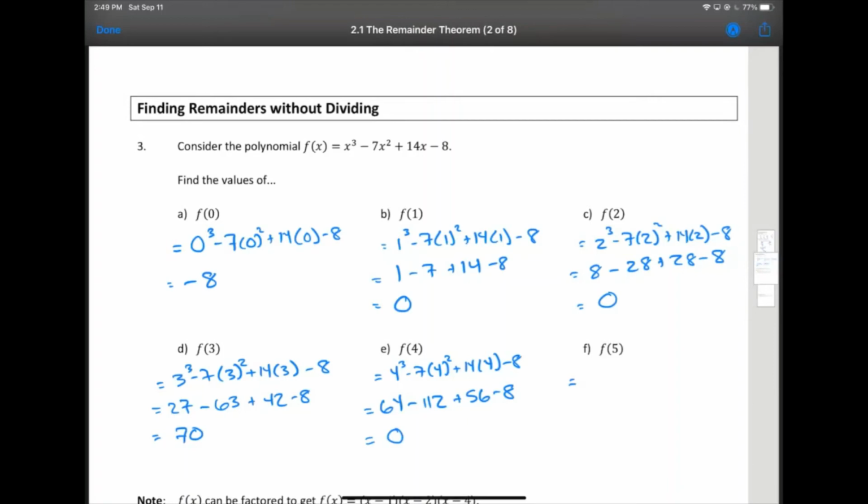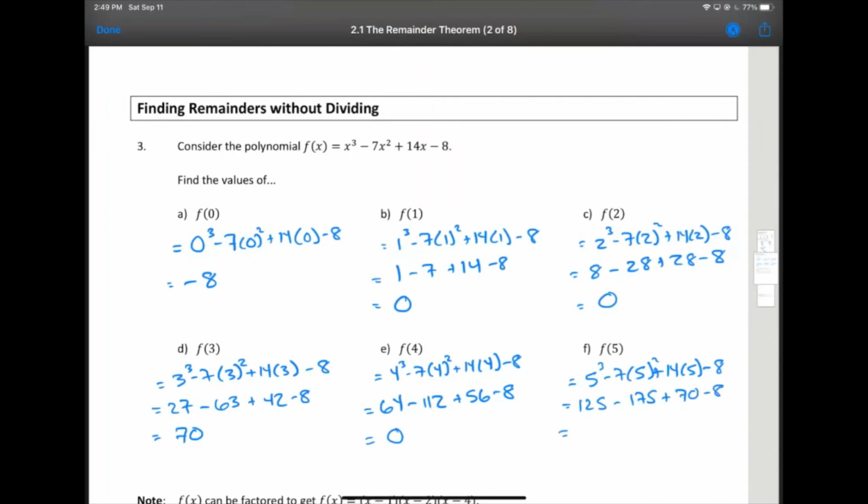Okay, final one. 5 cubed minus 7 times 5 squared plus 14 times 5 minus 8. It's 125 minus 175 plus 70 minus 8.